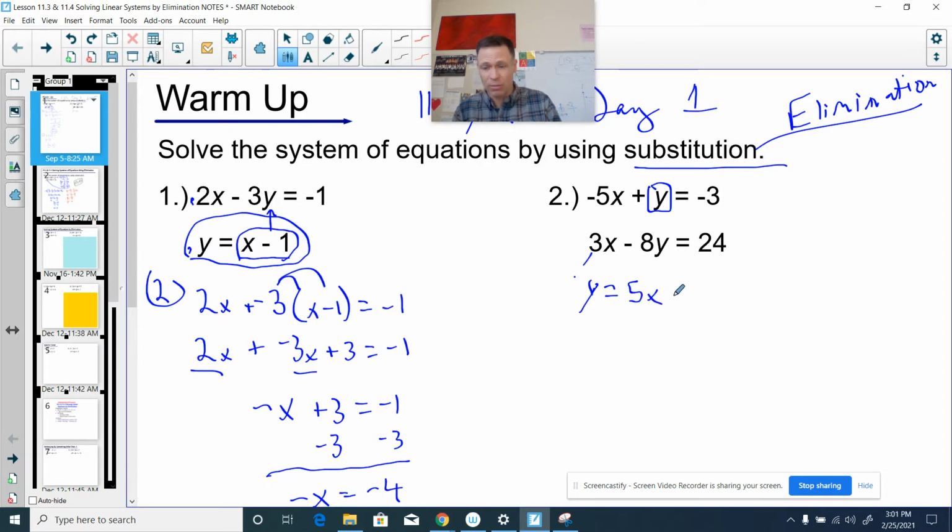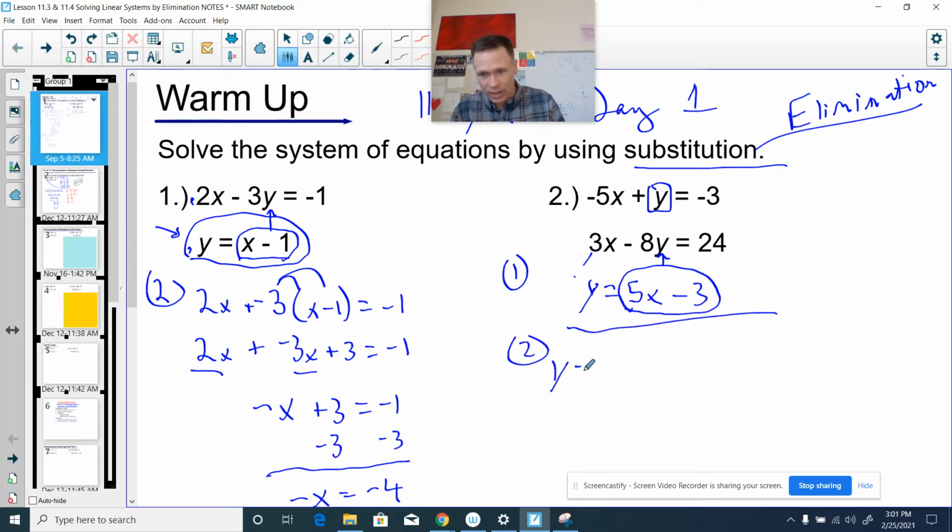positive 5x minus 3. Okay, now I have the same kind of situation that I had here, where I knew y equals some stuff. So now I'm going to substitute that in for y right there. So that's step 1. Now I'll do step 2. I have to start with the second equation, right? I'll have 3x minus 8. Now, instead of y, it'll be 5x minus 3 equals 24.